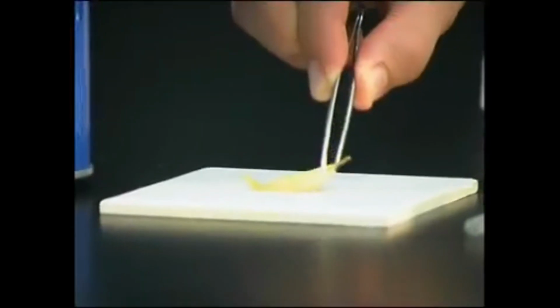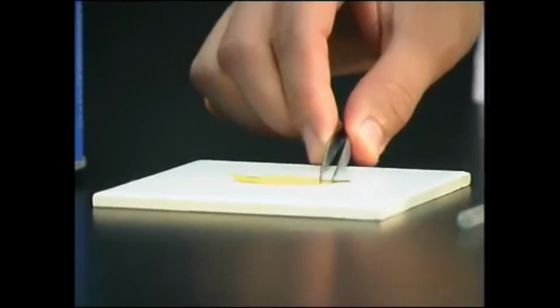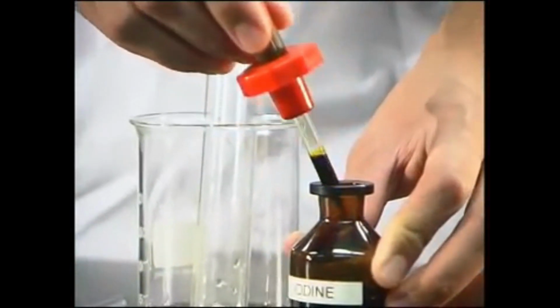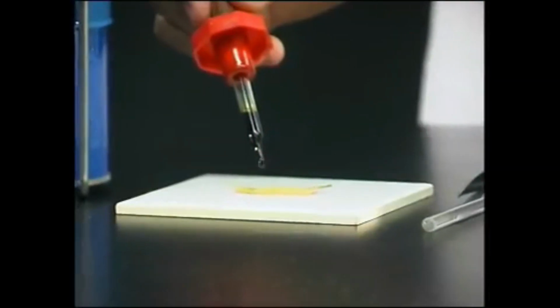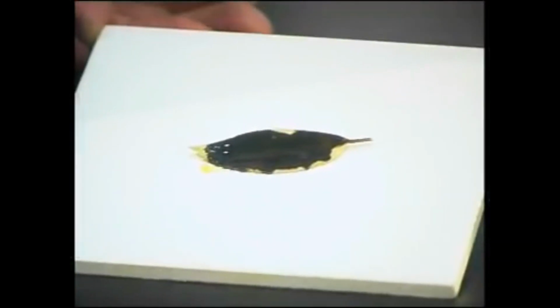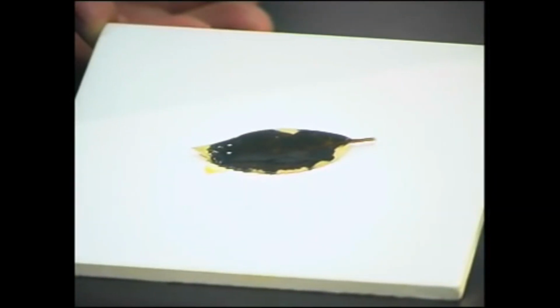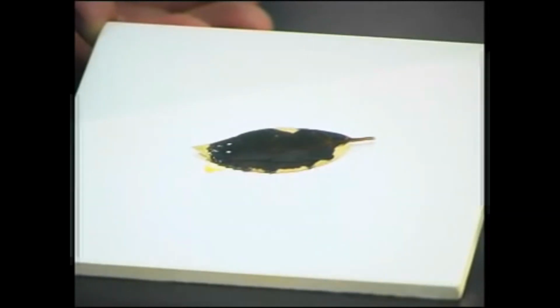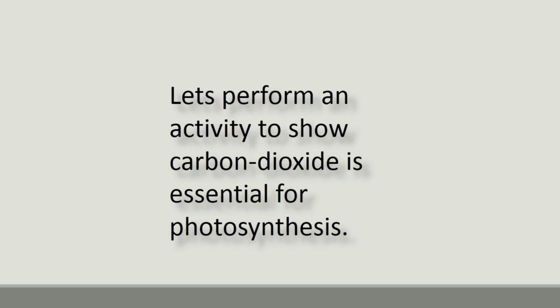The leaf is placed on a white tile. The iodine test for starch can now be carried out. The leaf is stained dark blue. This indicates the presence of starch. Let's perform an activity to show carbon dioxide is essential for photosynthesis.